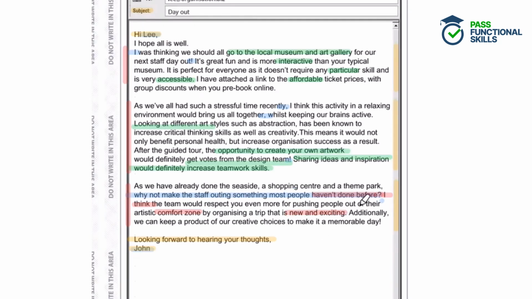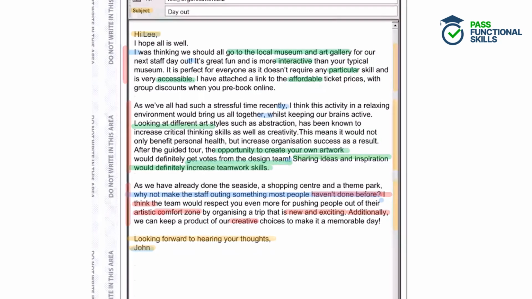And then we follow on from this effectively by using this connective word here, additionally. It's really great to try to use connective words in your answer, organisational markers, to organise your answer effectively. So additionally, we can keep a product of our creative choices to make it a memorable day. So we've got all of it linked up there, creative linking to the artistic comfort zone mentioned in the previous sentence there.